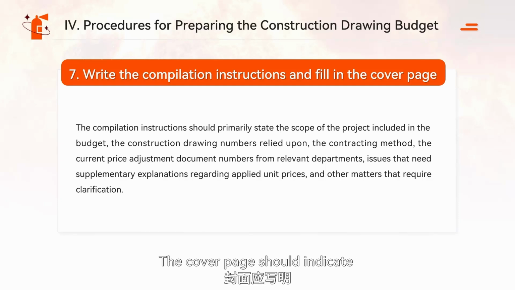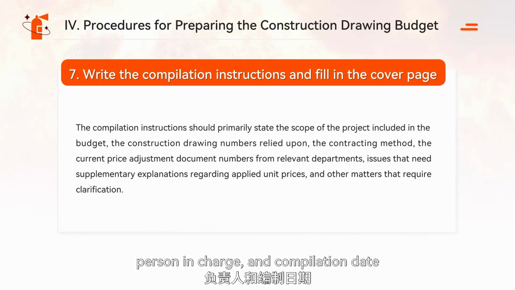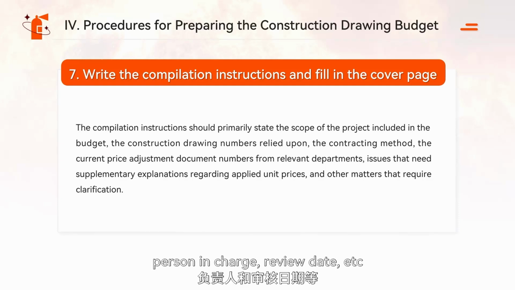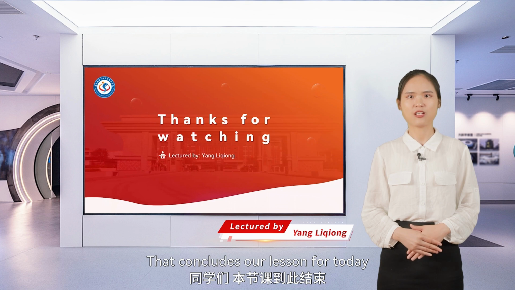The cover page should indicate the project number, project name, total budget cost and unit cost, the name of the compiling entity, person in charge, and compilation date, as well as the name of the reviewing entity, person in charge, review date, etc. That concludes our lesson for today.